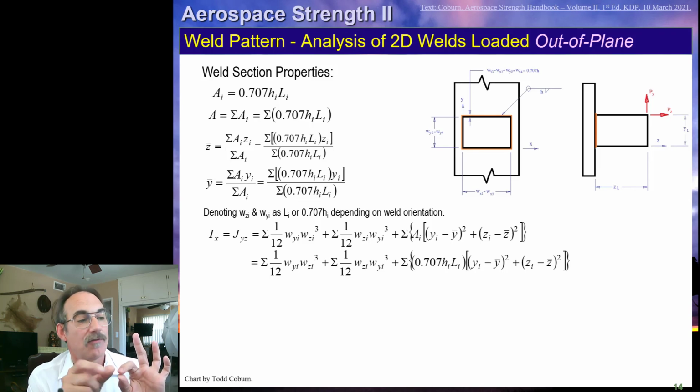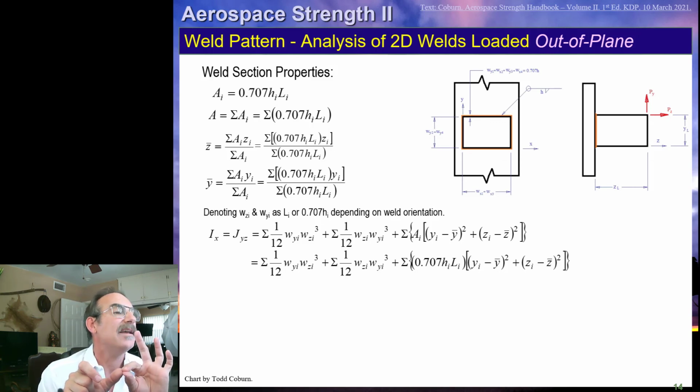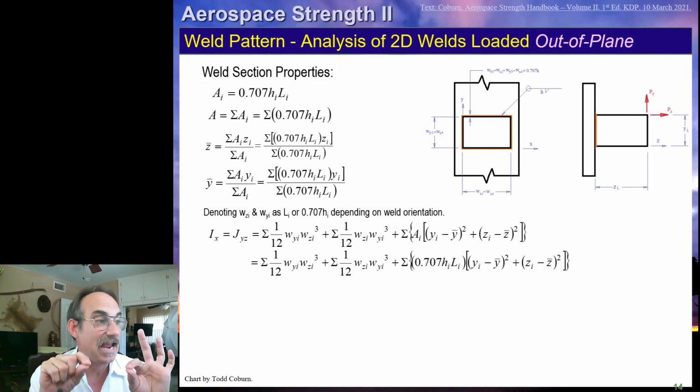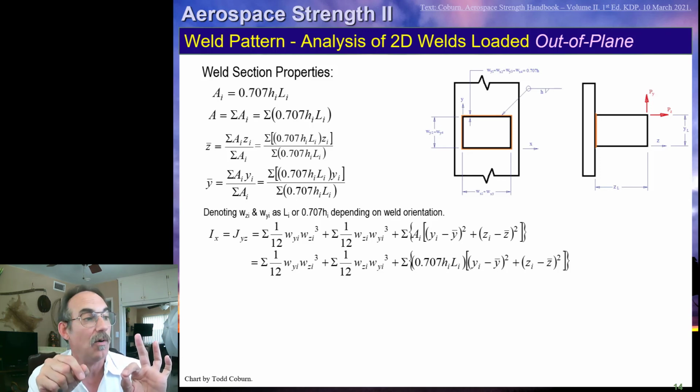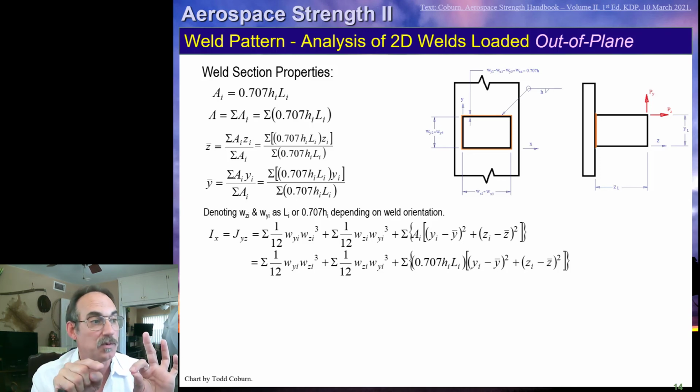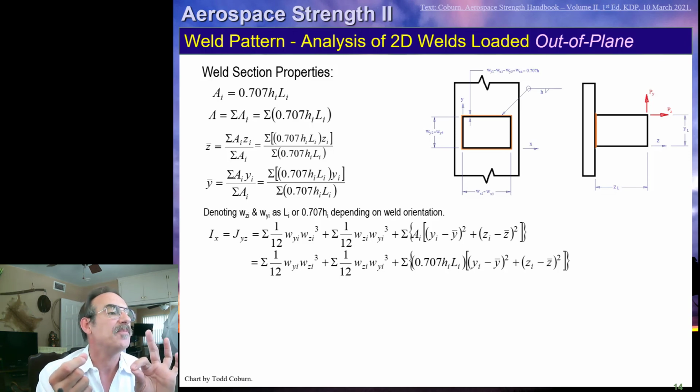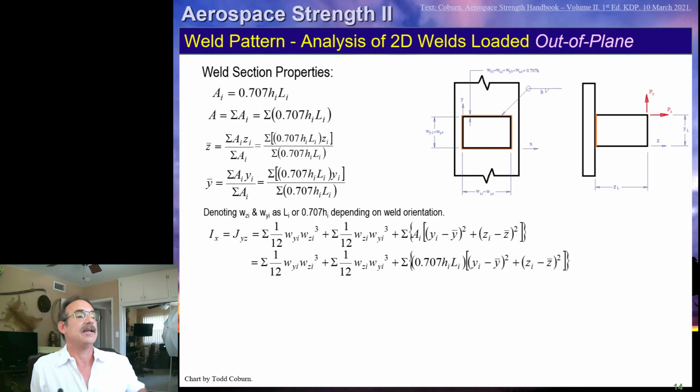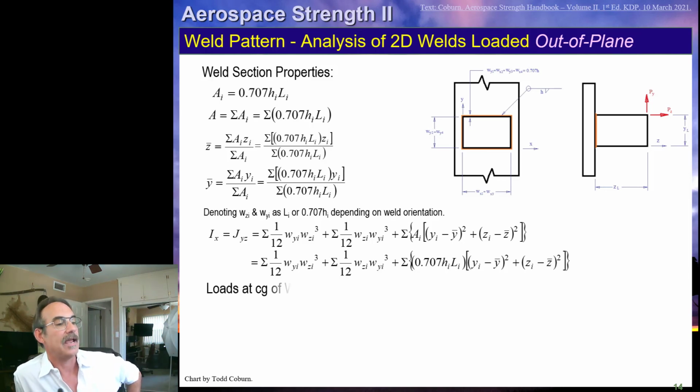right? For the horizontal weld, the width in the Y is going to be 0.707H, and the width in the Z is just, we're going to ignore that zero. The other term will give us 1/12 width in the Z, which is 0.707H, and our Y dimension. You got that? And then we got the area of those times the Y minus Y bar squared and so forth. Okay? Once we have that, we calculate our loads at the center of the pattern.